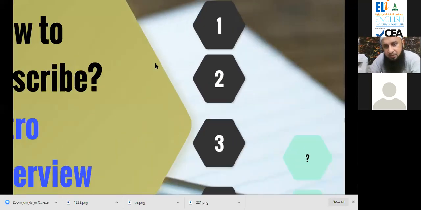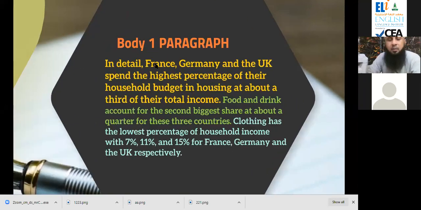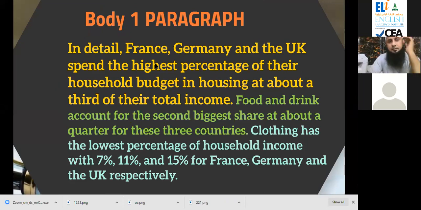And then comes body paragraph 1. So you write details now. In detail, France, Germany, and the UK spend the highest percentage of their household budget on housing, at about a third of their total income. It's one sentence.